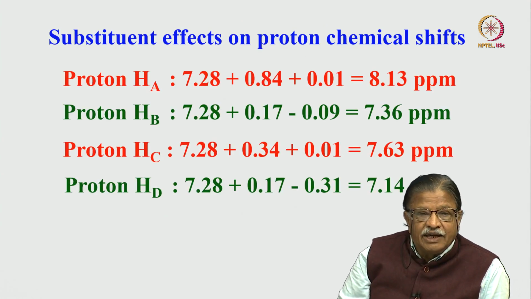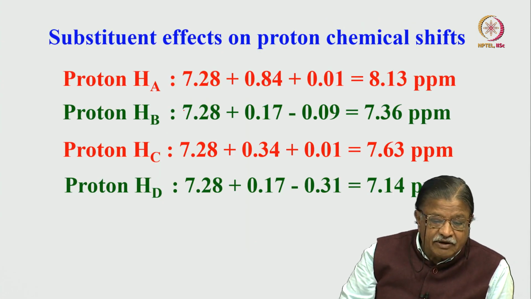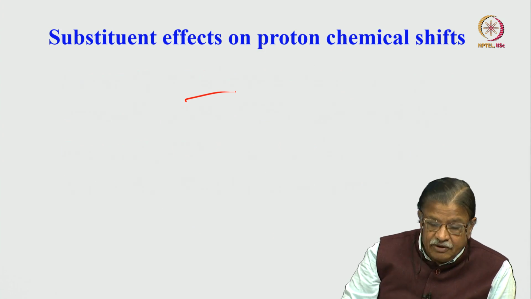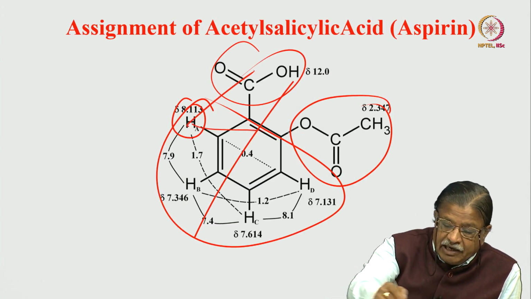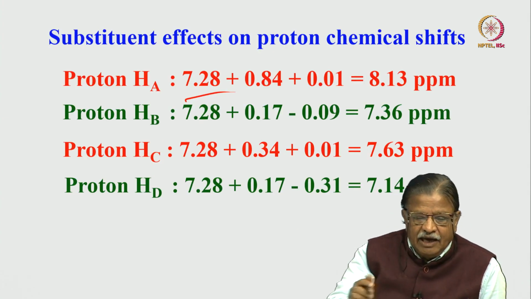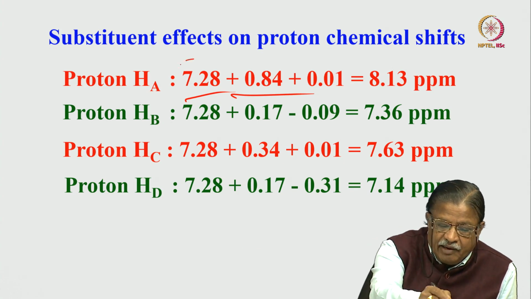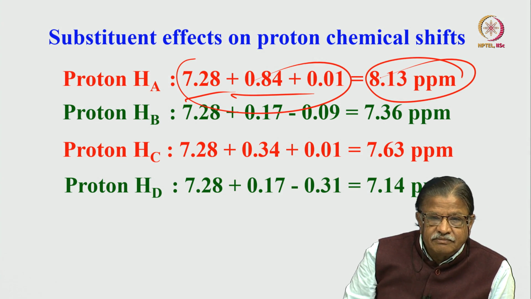Substituent effect on proton A. Start with proton A. The base value is 7.28, and proton A has, if you consider, one ortho position COOH and a meta position C double bond OCH3. Use the values given in the table. I put it in and add up everything. It turns out to be 8.13 ppm.